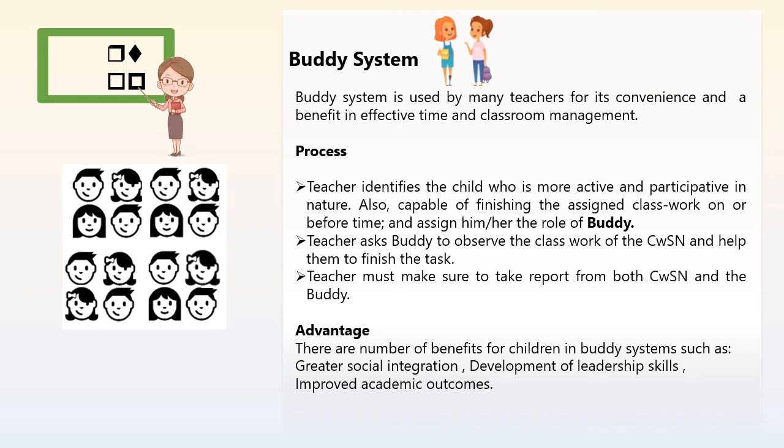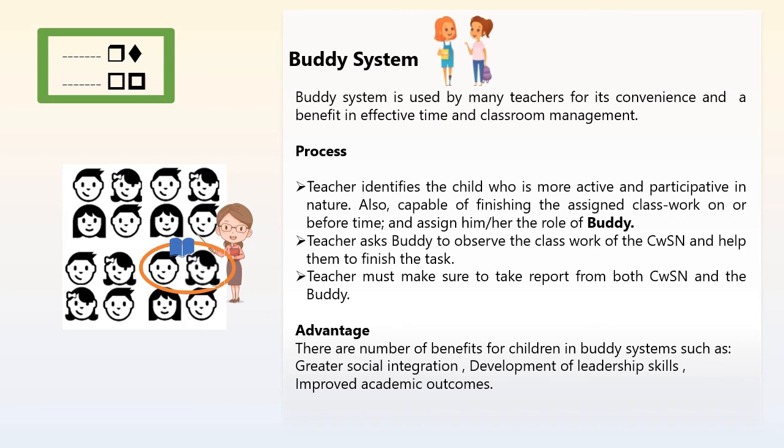Buddy system is used by many teachers for its convenience and benefit in effective time and classroom management. Their process would be: teacher identifies the child who is more active and participative in nature, also capable of finishing the assigned classwork on or before time, and assigns him or her the role of buddy. Teacher asks buddy to observe the classwork of the children with special needs and help them to finish the task. Teacher must make sure to take report from both children with special needs and the buddy.